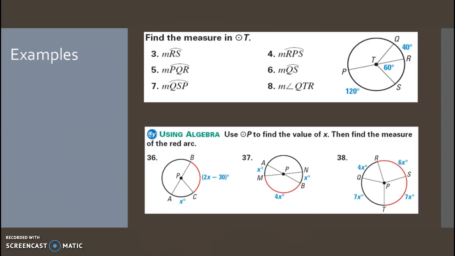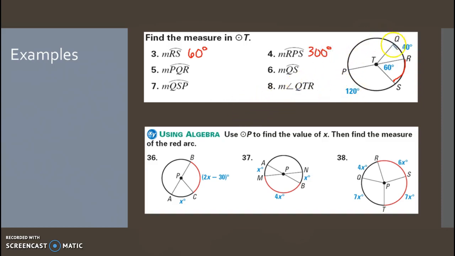So a couple of examples. I want to find the measure of arc RS. So RS is here. And I know that my central angle is 60, so that means arc RS is 60. Then RPS is going all the way around. That's a major arc. And I know that all the way in a complete circle is 360 degrees. So if RS is 60, the rest of my circle is going to be 300 degrees.